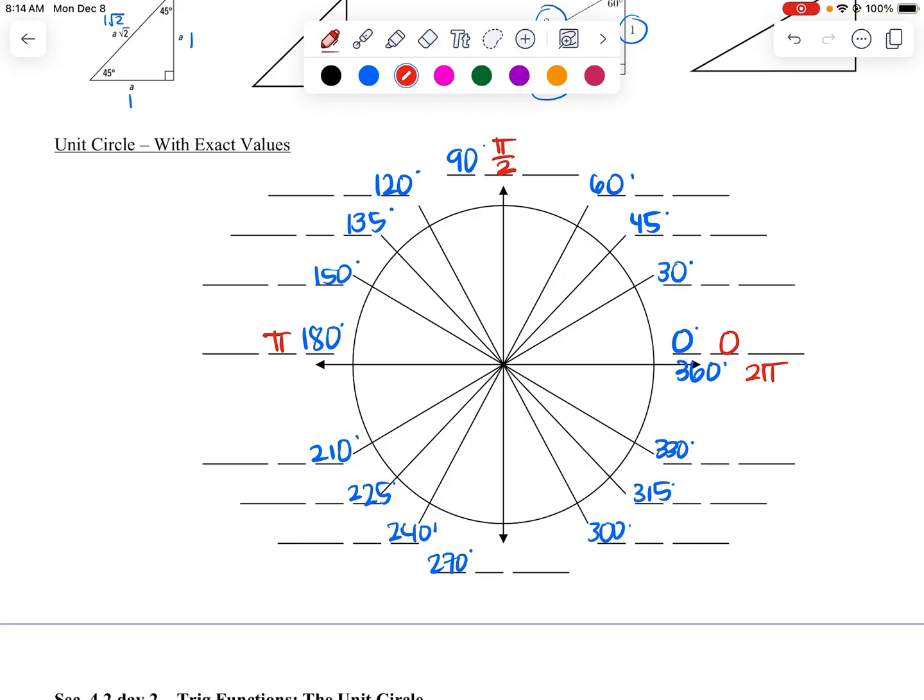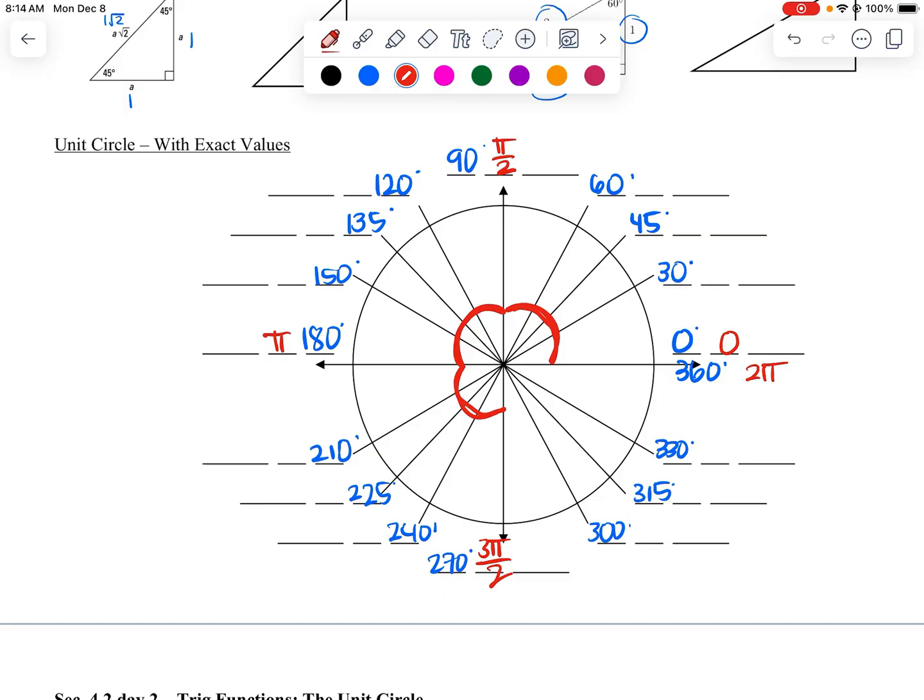So if I think about 90 degrees is pi over 2, so that's 1 pi over 2. If I go another 90 degrees, that's 2 pi over 2, which the 2's cancel out, and I just get pi. If I go another 90 degrees, that's 3 pi over 2.